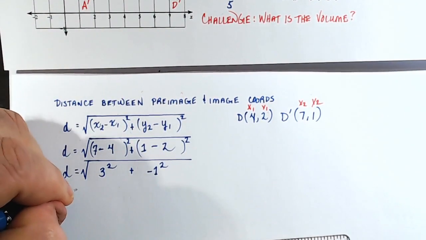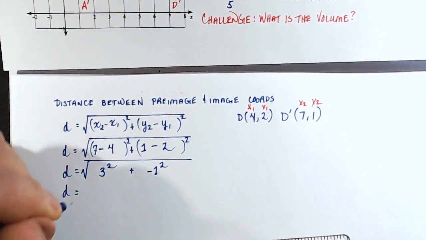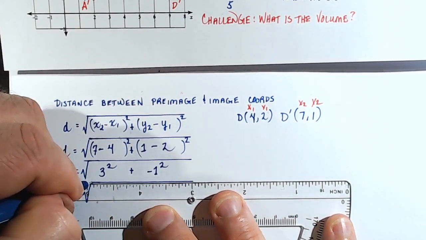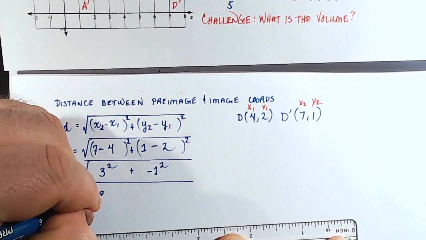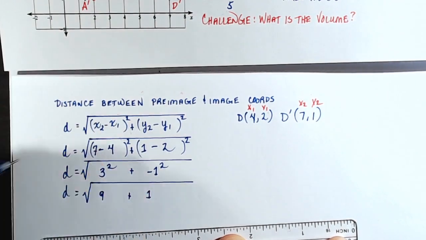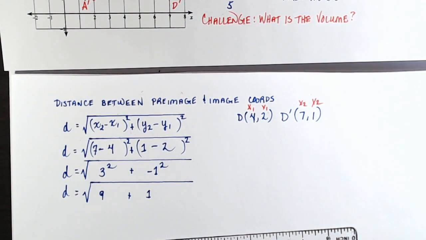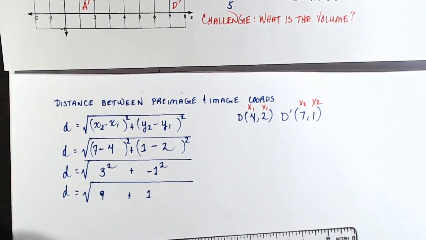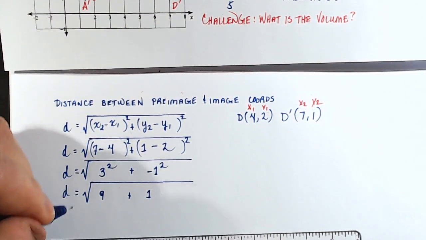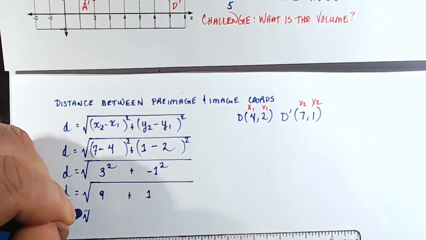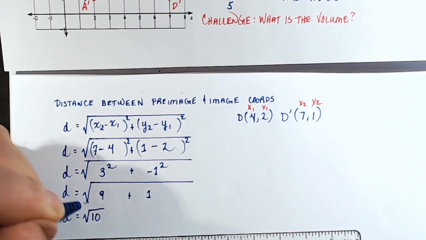All right, we have to square those things. So now D equals the square root of 9 plus 1, because negative 1 squared is 1, and 3 squared is 9. So the distance is equal to the square root of 9 plus 1. So now the distance is equal to the square root of 10.